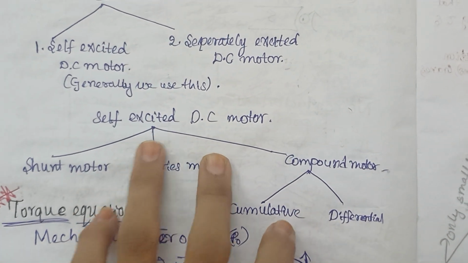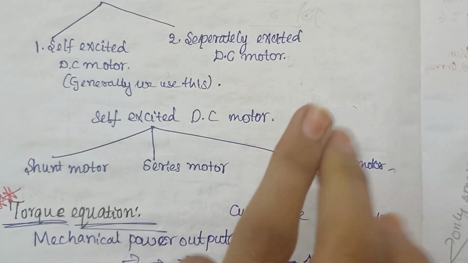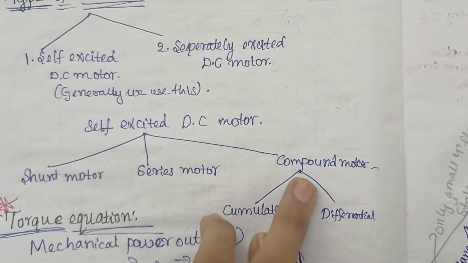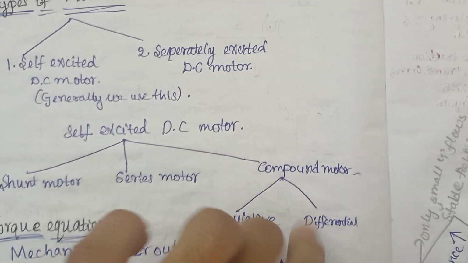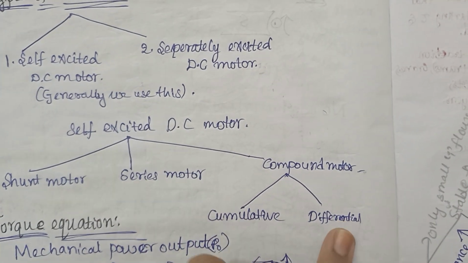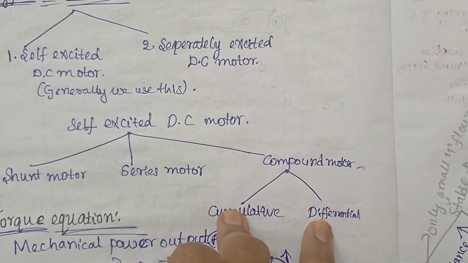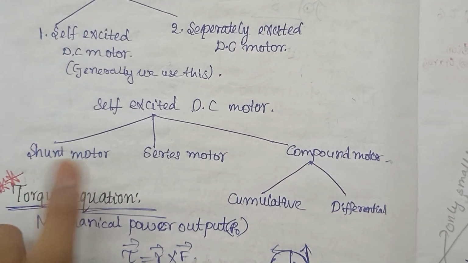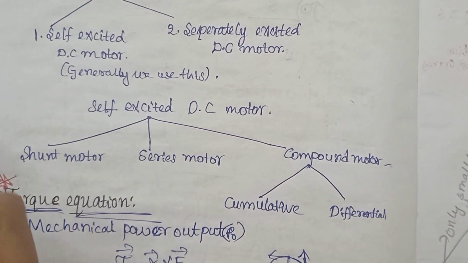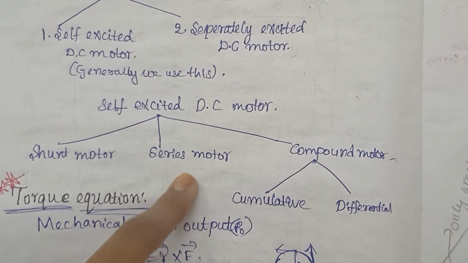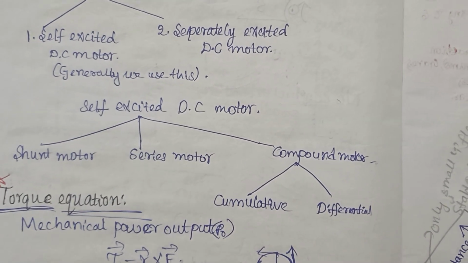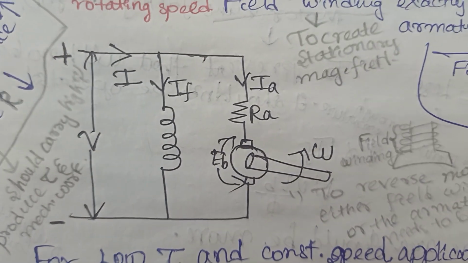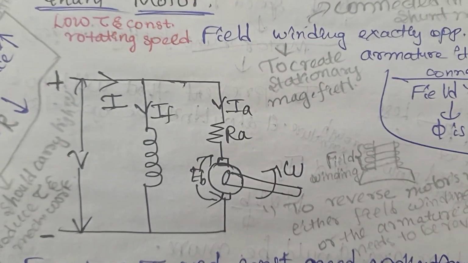Now coming to the self-excited DC motor, it is further classified into three types, that is shunt motor, series motor and then compound motor. And this compound motor is further categorized into cumulative motor and then differential motor. So now let us discuss what a shunt motor is, and in the next video we'll be learning about series motor and then compound motor. Now coming to this video, in this shunt motor, this is how it looks.